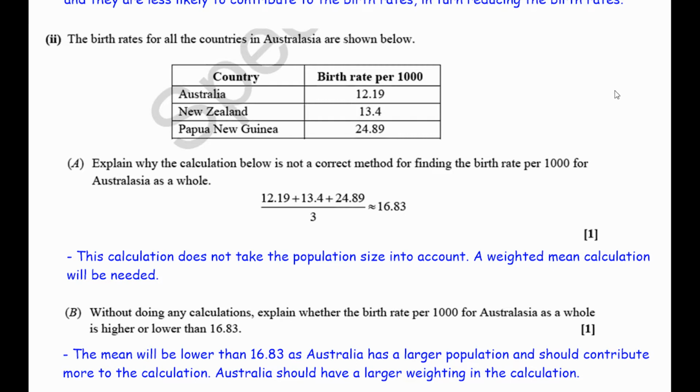Okay, so yeah, Australia should have a larger weighting in the calculation. So just like the example I gave before, those 48 students who sat the exam on Monday, they're going to contribute a lot more towards the average than those 2 who sat it on the Tuesday. So their weighting is larger. The mean is going to move more towards their individual group mean.